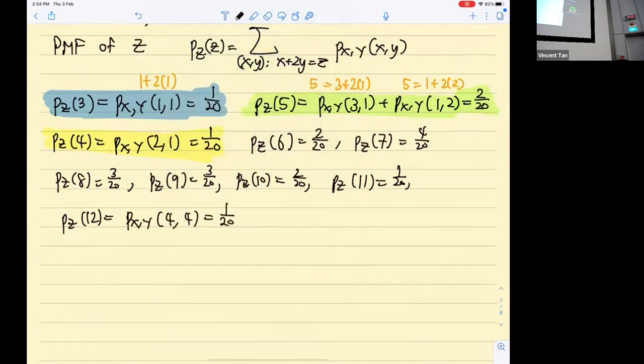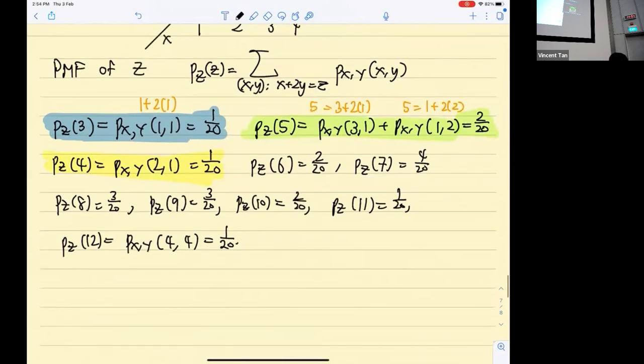And this 1 over 20. All right, I'm not going to do everything in the intermediate, so you can find out because it's very painful. But after you're all set and done here, you can compute the expectation value of Z, okay? Just by averaging all the numbers that we have so painstakingly obtained.